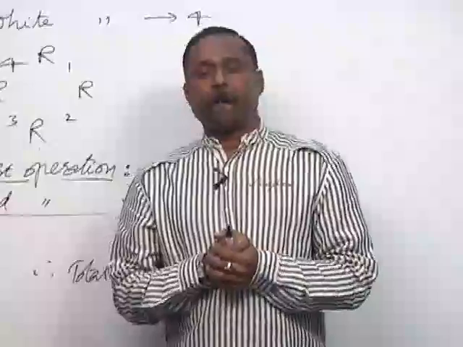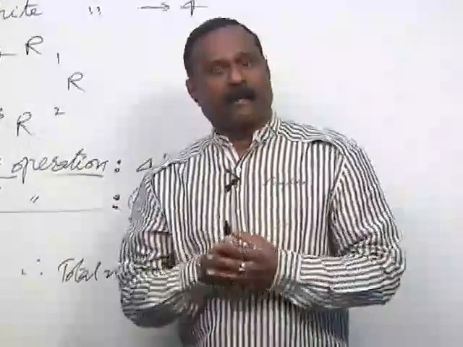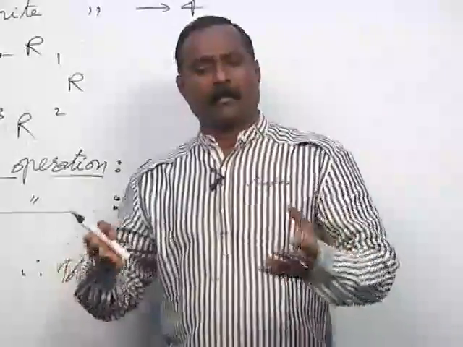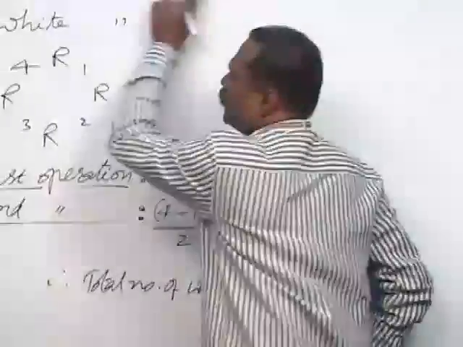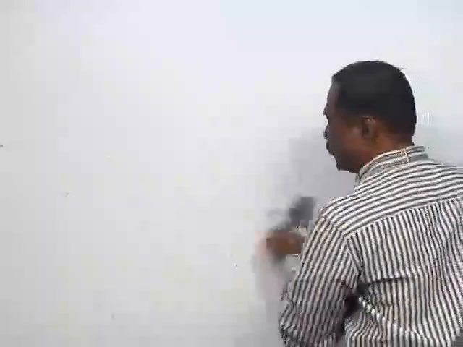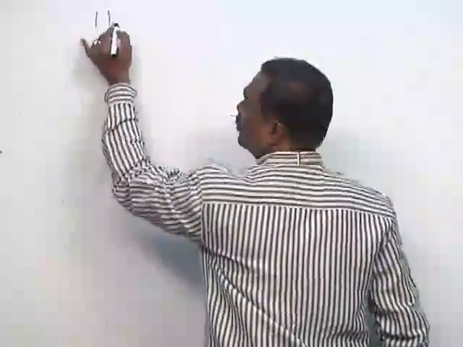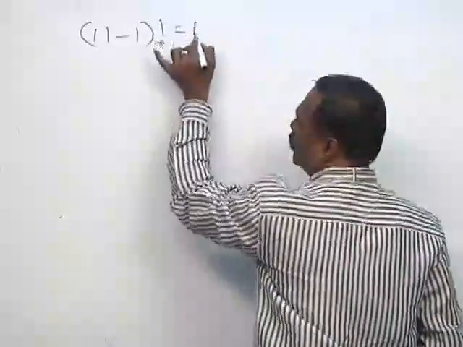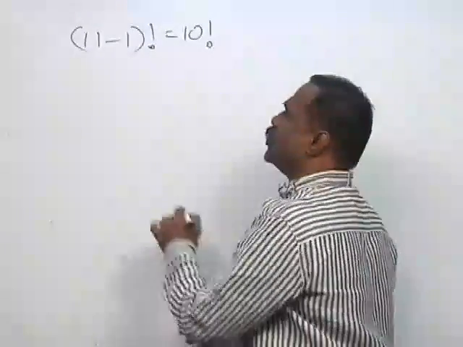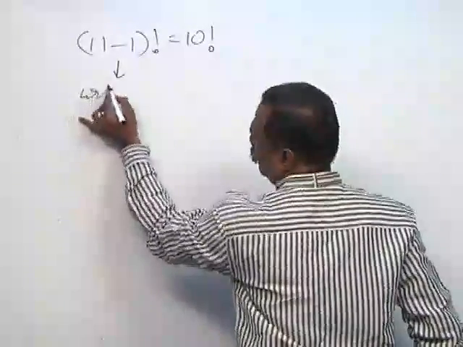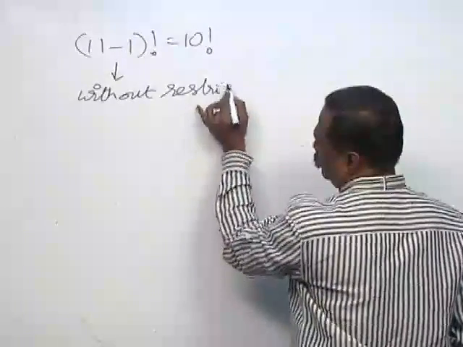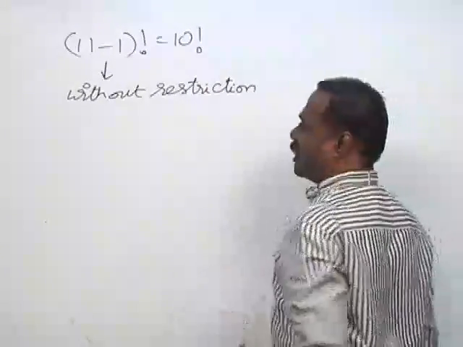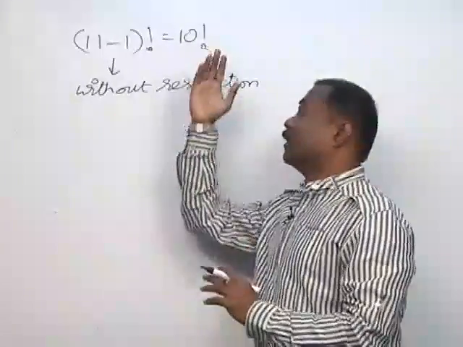Now understand. How many persons are there? Totally 11 persons are there. If there is no restriction, because they are persons, humans, all those 11 can be arranged circularly in how many different ways? It is 11 minus 1 factorial, which is nothing but 10 factorial different ways, without restriction.